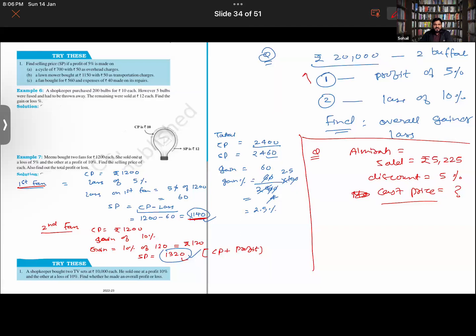There are alternative methods to solve this question also, but the simple method is this: first of all, you will find the selling price of both buffaloes. I found 5% of 2,000, 10% of 2,000. One thing we can do now is first find the total selling price, 40,000 rupees. Further it says there is a profit of 5%, so you can easily find the cost price there.